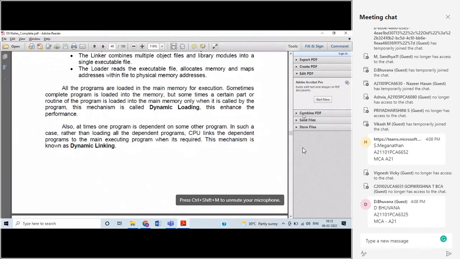Function calling, madam. Function calling. So exactly. Good. So this is called dynamic loading.